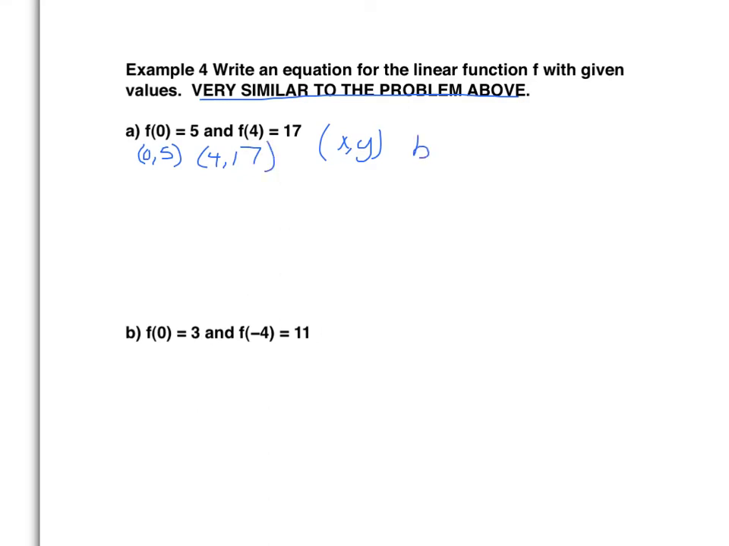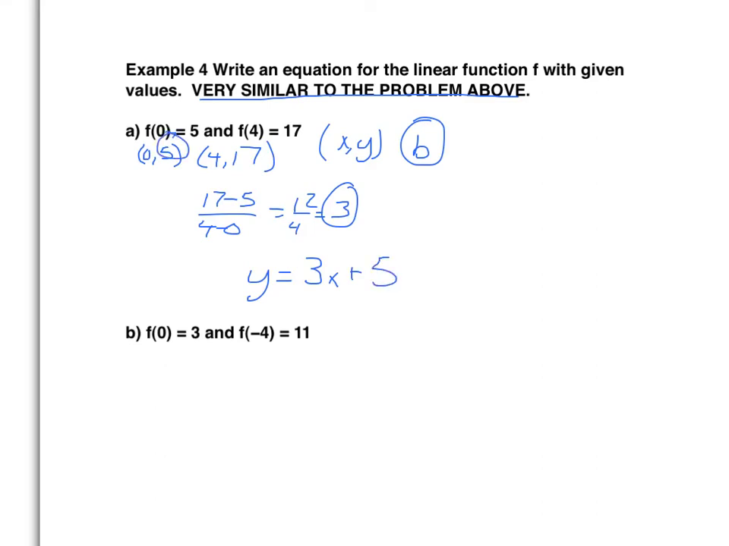Again, we want to look for our b first. Again, these are going to give them to you. So 0, 5, there's my y-intercept. I've already found it. I have to find my slope. That's 17 minus 5 over 4 minus 0. 17 minus 5, I get 12 over 4, which is equal to 3. Then I write my equation. Y equals 3x for my m, and then plus 5 for my b.